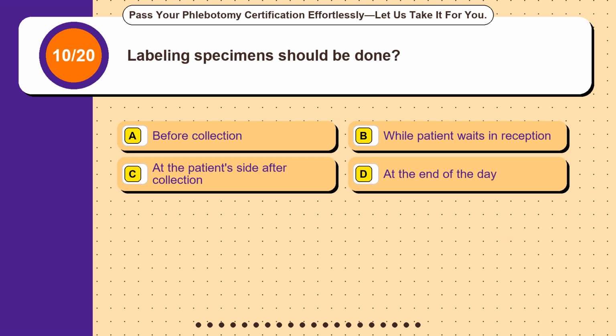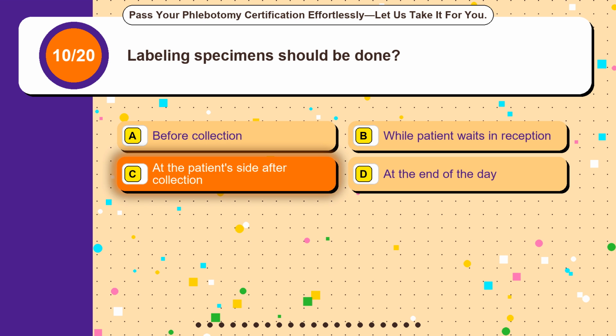Question 10. Labeling specimens should be done. Option A, before collection. Option B, while patient waits in reception. Option C, at the patient's side after collection. Option D, at the end of the day. The correct answer is option C, at the patient's side after collection.